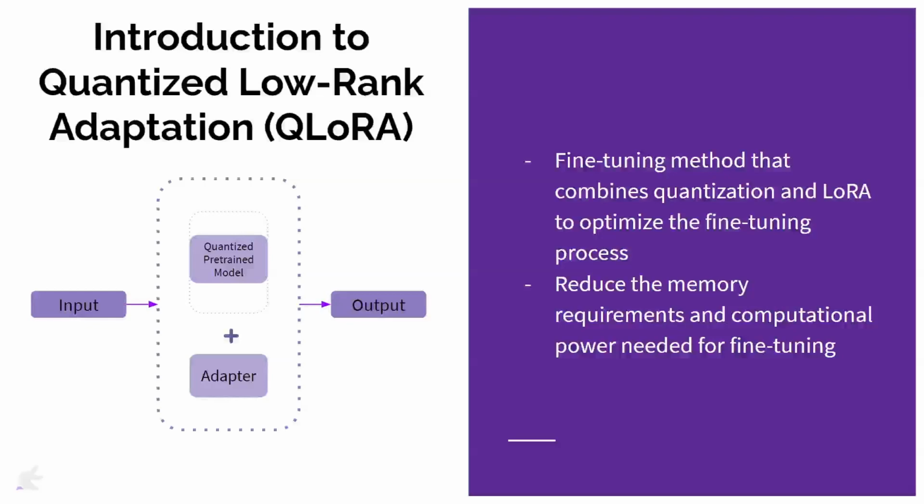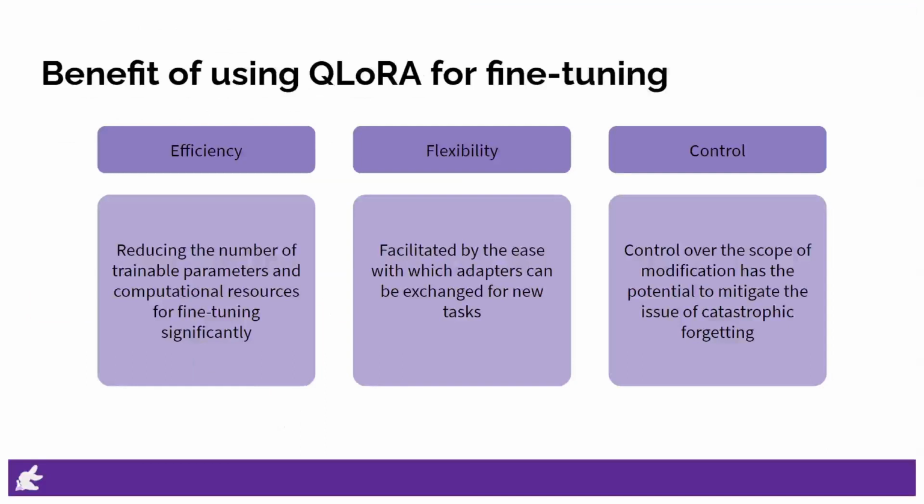QLoRA is a fine-tuning method that combines quantization and LoRA to optimize the fine-tuning process for LLMs. It is designed to reduce the memory requirements and computational power needed for fine-tuning, making it more accessible to researchers with limited resources. QLoRA allows for parameter-efficient fine-tuning of LLMs. It optimizes specific modules within the model rather than the entire model, reducing the number of trainable parameters significantly.